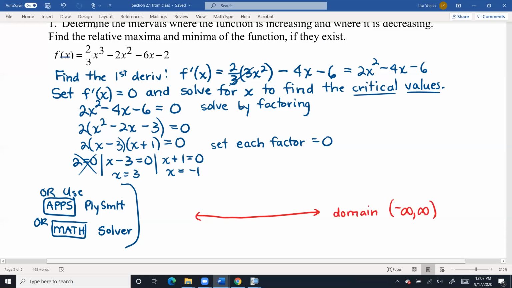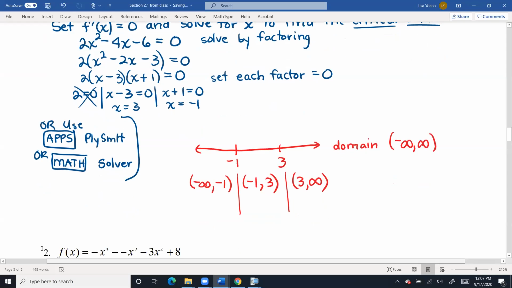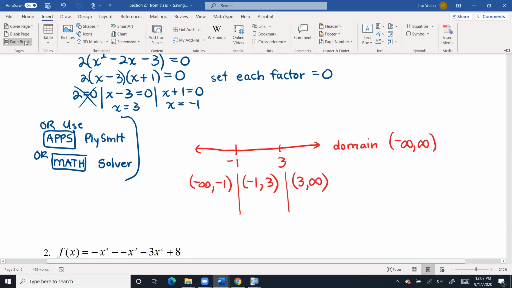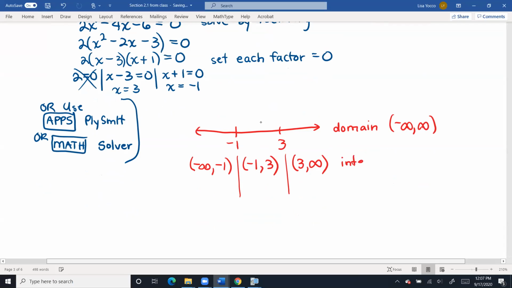I take the critical values and put those numbers and only those numbers on the number line, in order, of course. And then I always draw a line under those to represent the 3 intervals that I've created. The 3 intervals are numbers to the left of -1, numbers between -1 and 3, and then numbers to the right of 3. So please don't mess up. All right, so these are the intervals of the domain.